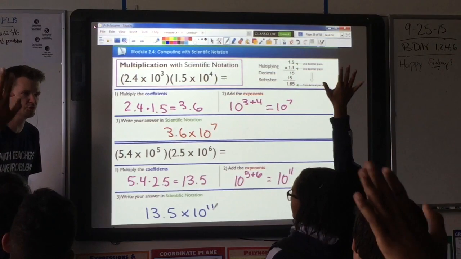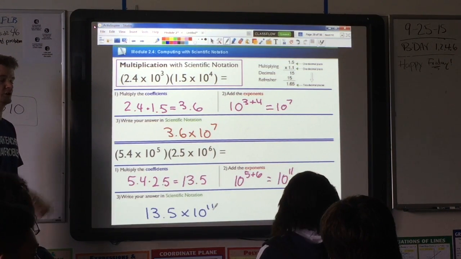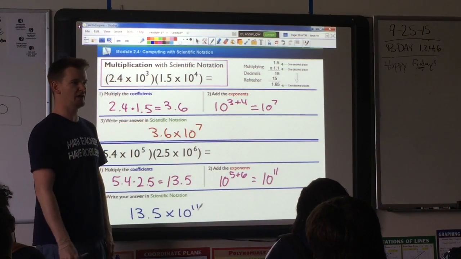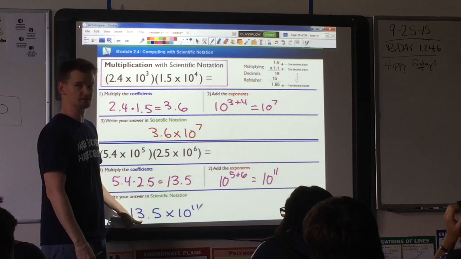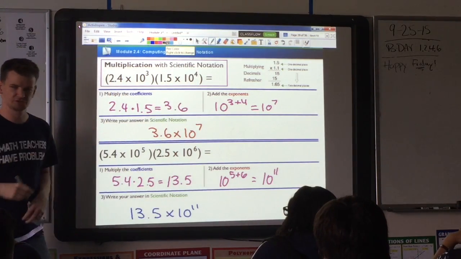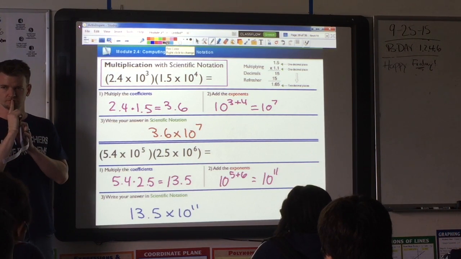Anybody want to help him out with what's wrong? The coefficient is bigger than 10. Coefficient's bigger than 10. Can't have it. Got to do something with it. I need to shrink this down just a little bit. Sydney, what do I got to do here? You have to change the 11 to 12 because you're moving the decimal.